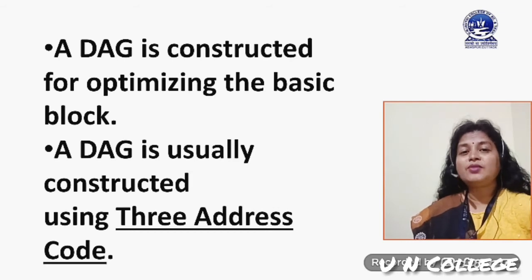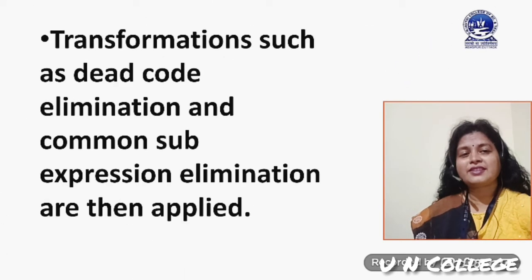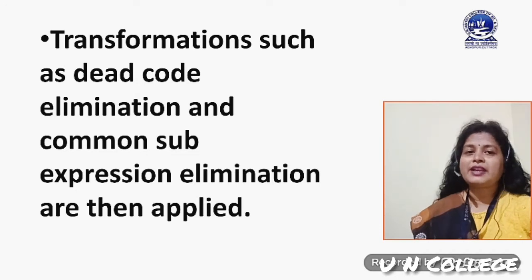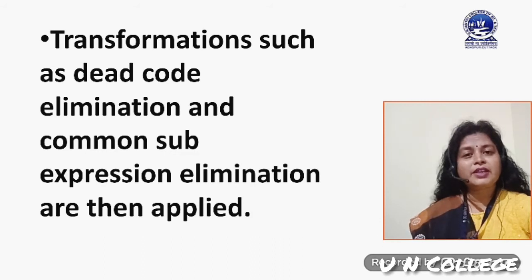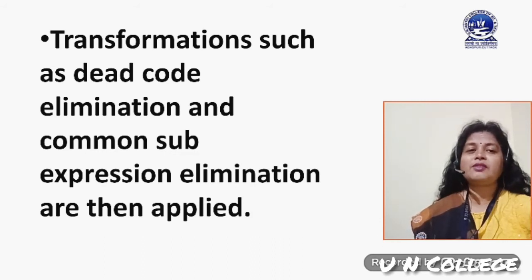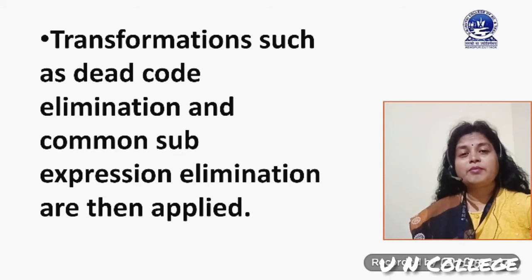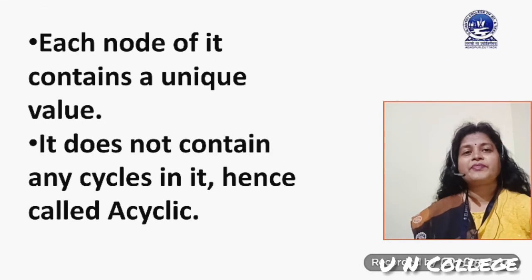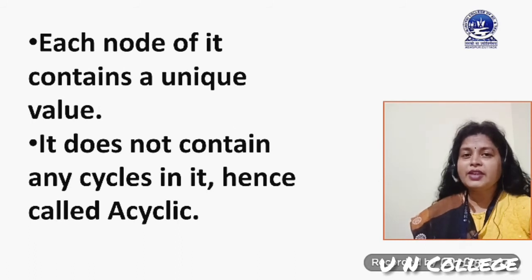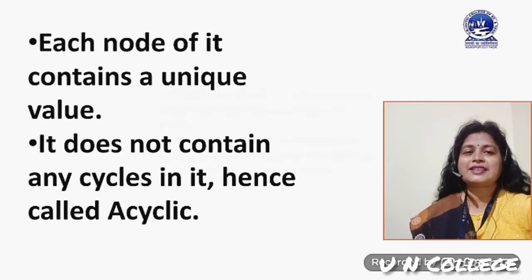A DAG is usually constructed using three address code. Transformations such as dead code elimination and common subexpression elimination are then applied. Already in the previous class I discussed the meaning of dead code elimination, common subexpression elimination, etc. If you have not gone through that video, then please go through it so that you will get some basic idea on all these elements. Each node of it contains a unique value. It does not contain any cycle in it, hence it is called acyclic.